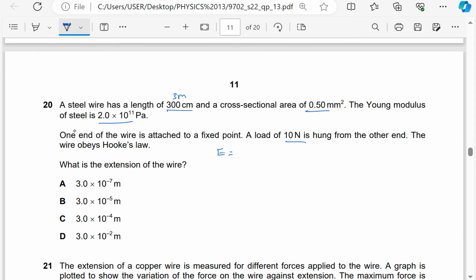So Young modulus is stress over strain, which is force over area, times the reciprocal of strain, which will be original length divided by extension. So the Young modulus is given as 2 times 10 to the power of 11. The force is 10 newtons. The cross-sectional area is 0.5. Of course, I have to change this from millimeters squared to meters squared, so this would be times 10 to the power of minus 6. Then times the original length, which is 3 meters, over the extension.